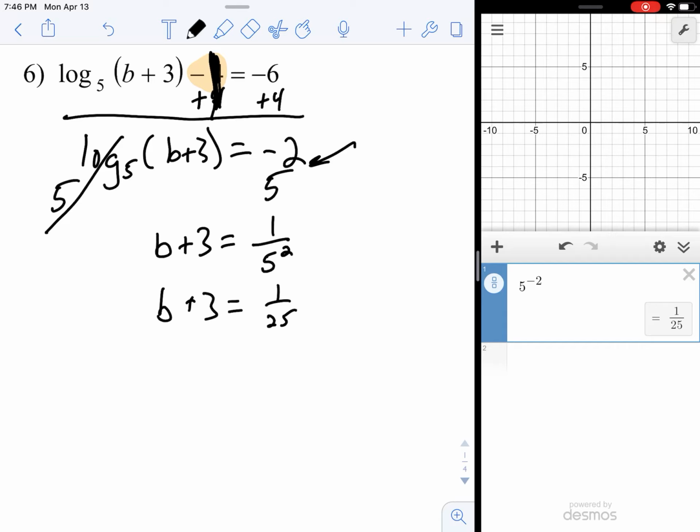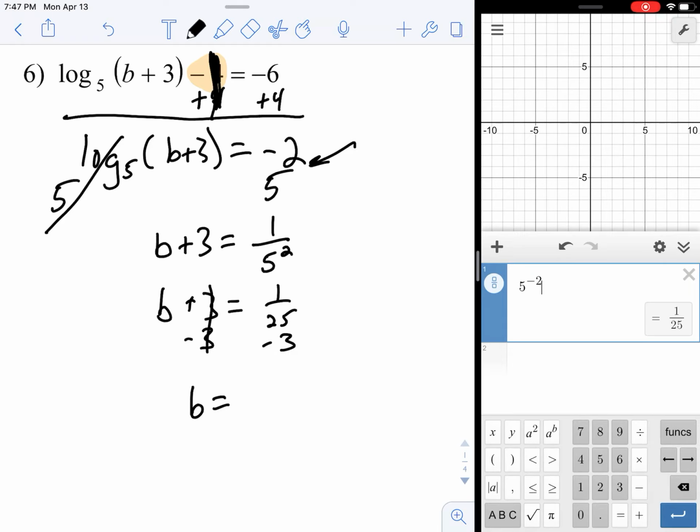At this point, now we can isolate b. We definitely can subtract 3. And 1 over 25 minus 3, well, I can just take what's on the calculator right now and go minus 3. And there it is, negative 74 over 25.